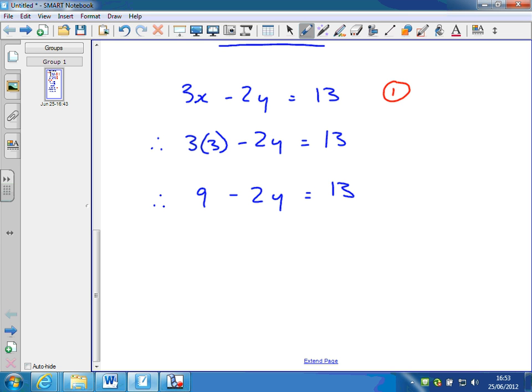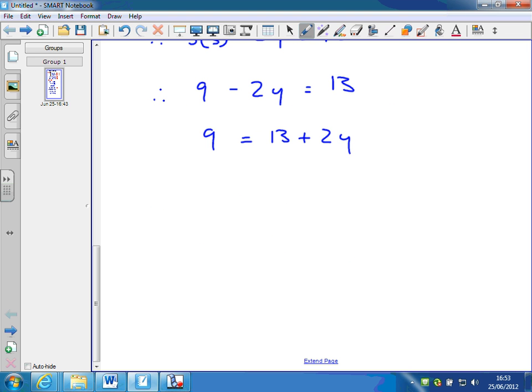I don't like the fact that the 2y is negative, so add 2y to both sides. So 9 equals 13 plus 2y. Then subtract 13 from both sides. So 9 minus 13 is minus 4 equals 2y. Divide both sides by 2, so minus 2 equals y, or y equals minus 2.